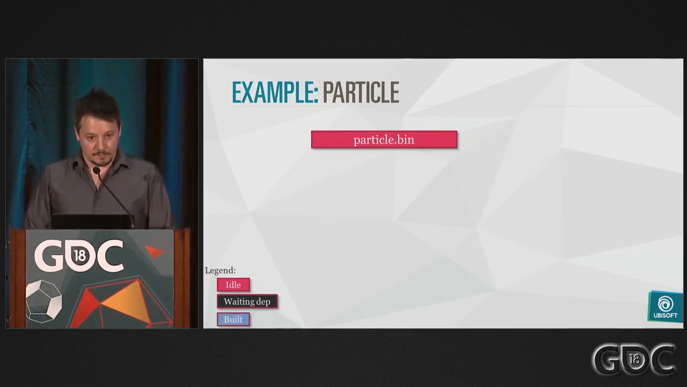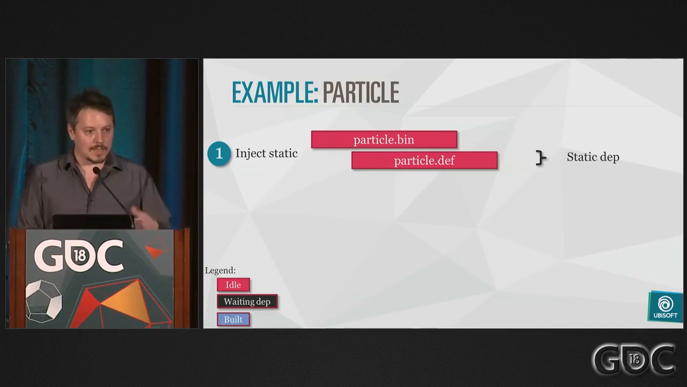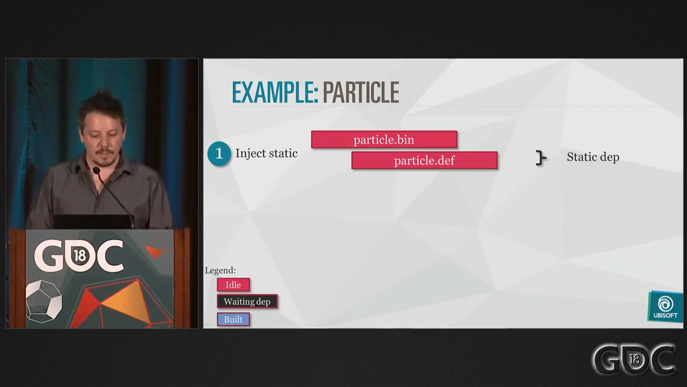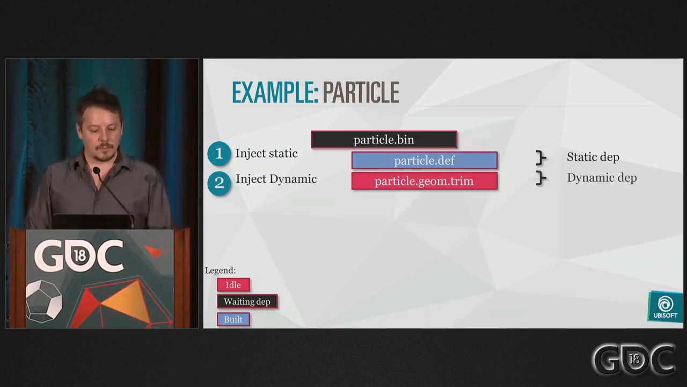Then the framework will go through the first phase, injecting the static dependencies. So it makes the callback to gather the dependency, which will be the definition file, and then waits for this definition file to be ready to be used. It's just a simple file on disk and can be used right away, so it can be considered as built. Then we can move to the next stage, which is injecting the dynamic dependencies. So we would inject the trim geometry as a dependency.